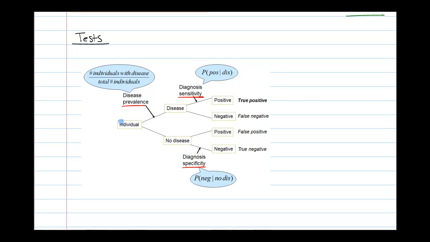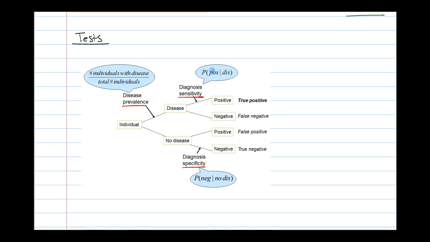So this is kind of our first branch. We have an individual and they either have the disease or they don't have the disease. And then we give them some sort of a test to determine whether they have the disease or not. And of course, tests are not 100% accurate, so after we give this test, we could get a positive or a negative result depending on whether the person has the disease or not.